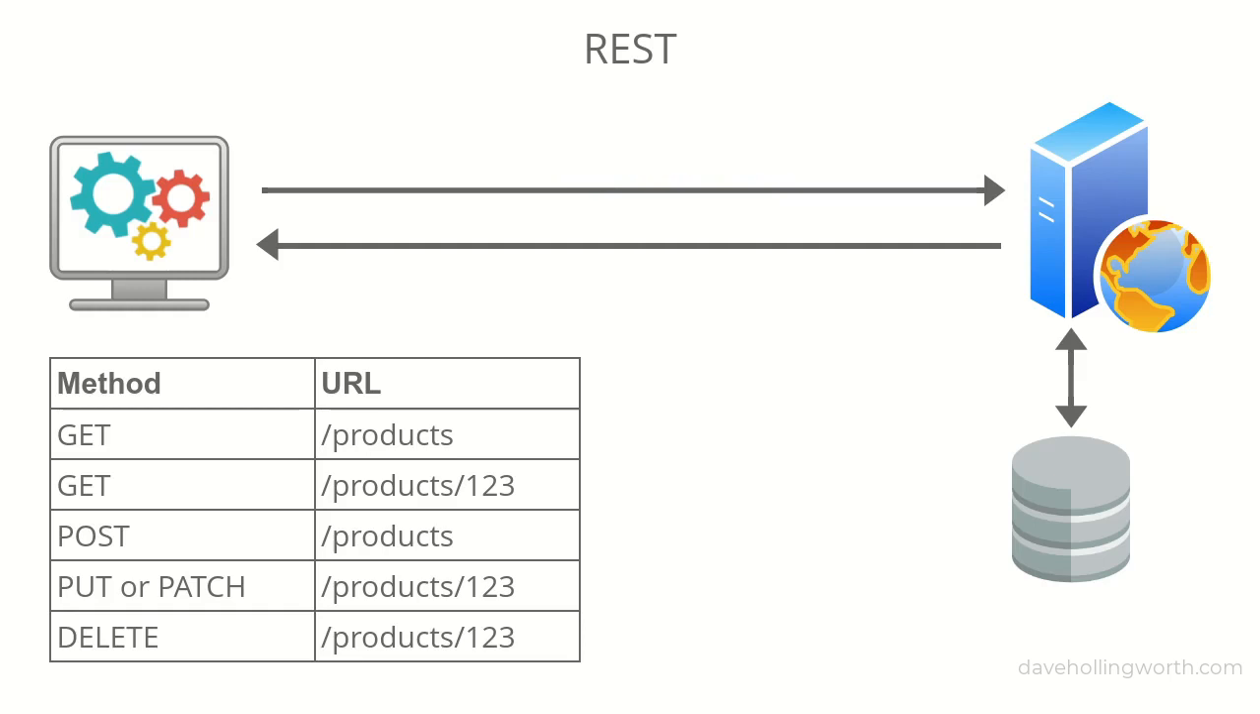Note that to do all this, we only need two URLs, one for a collection of resources and one for individual ones. These URLs refer to resources, not actions. The action is taken care of using the HTTP method. So for example, /product/add would not be a RESTful URL because it uses the URL to describe the action. These are the endpoints a RESTful API would have for manipulating product data on the server. Any other resources would follow the same pattern.